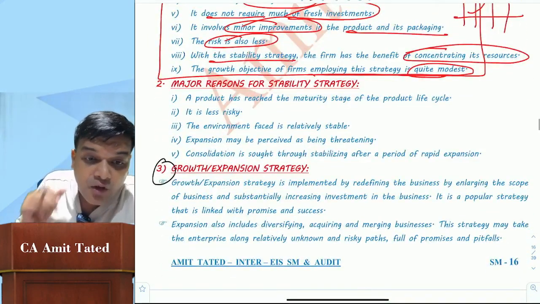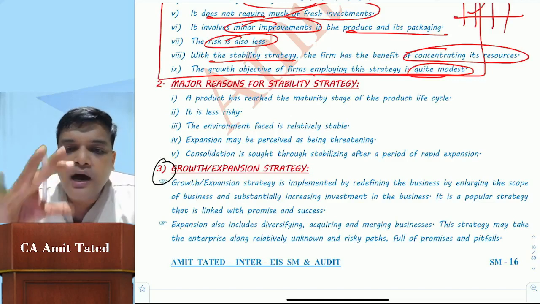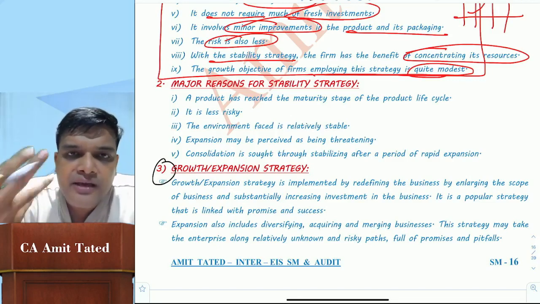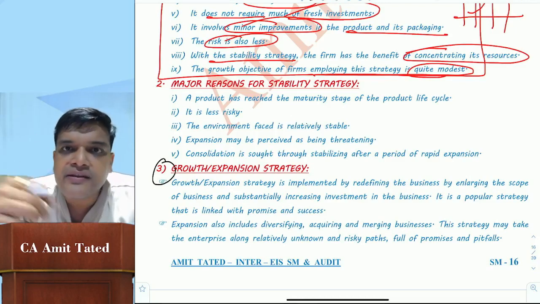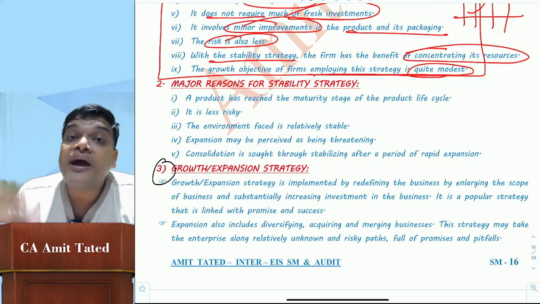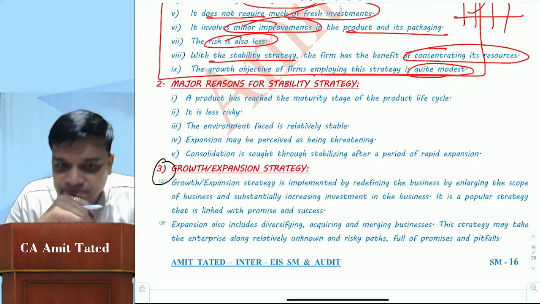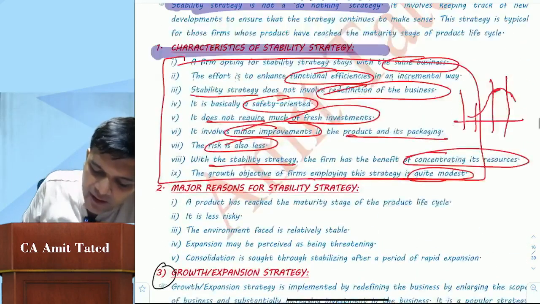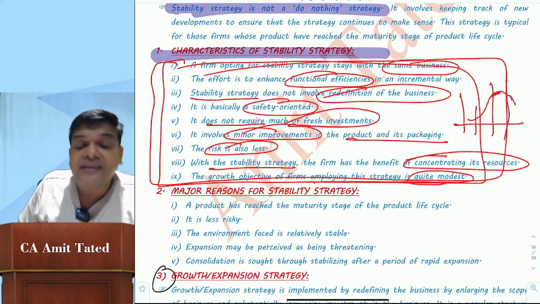Concentrating means focusing on resources. They are saving, so how are they making profits? Such companies also make profits, right Harsh? So how are they increasing the profit? By focusing on their resources and by saving the cost. That is a characteristic of the stability strategy. Everybody clear? So what will be the main point of the stability strategy?